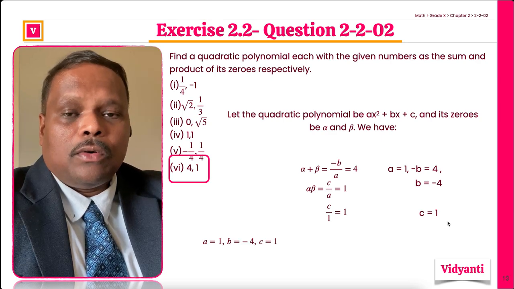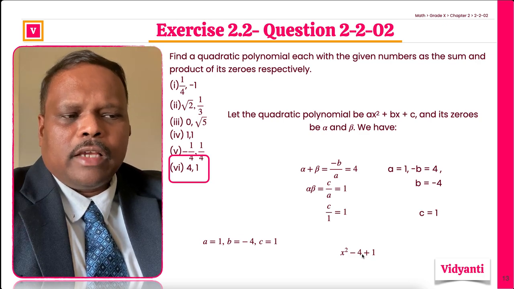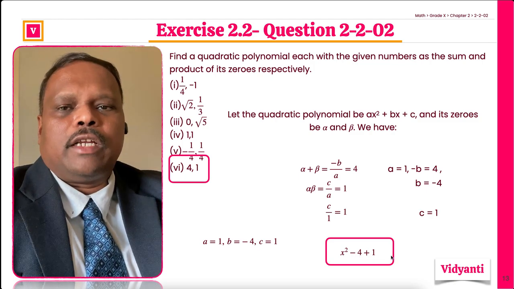Now also we have all three coefficients. It's just a matter of substitution. There should be x here, and that should be your final answer. X square minus 4x plus 1. That should be your final answer.